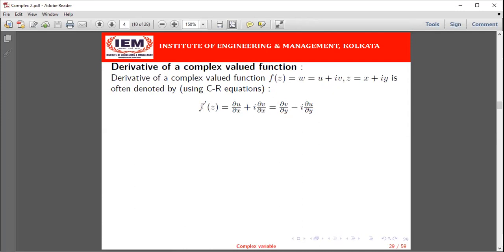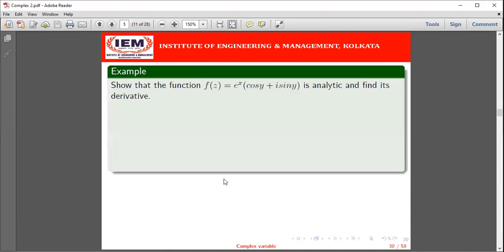I am not discussing here how to get this result, but you can remember the derivative of a complex valued function can also be identified by these partial derivatives in that form. If someone wishes to know how to get this result, then you can contact me, and I will be discussing it elaborately. But for the time being, you can just remember the result. That means by virtue of the partial derivatives, the derivative of a complex valued function can be defined in terms of this.